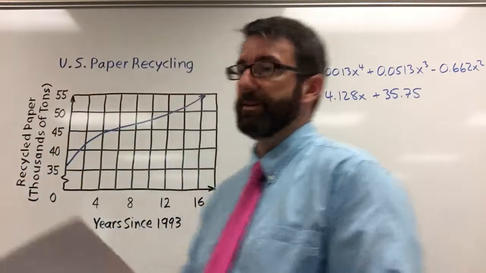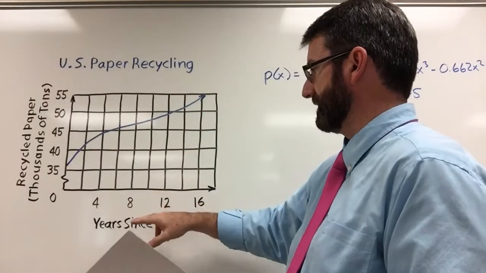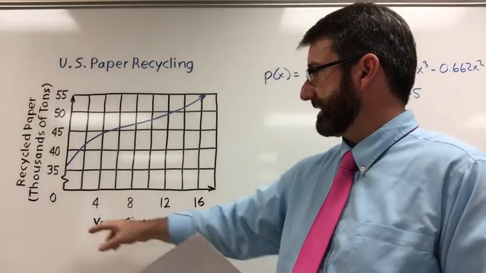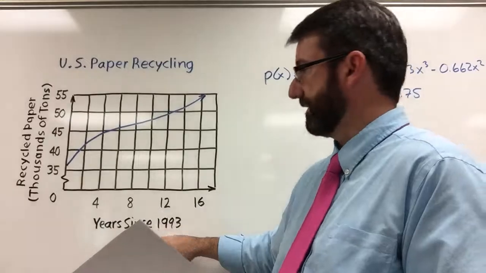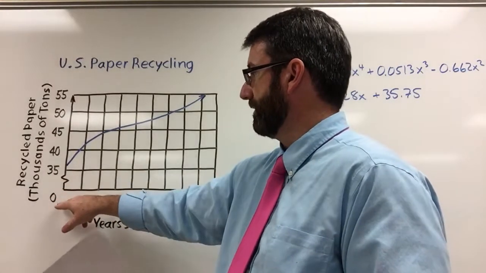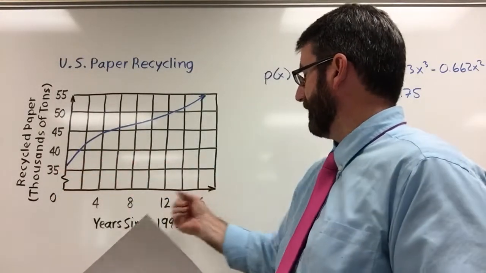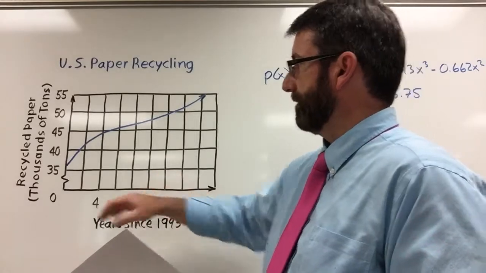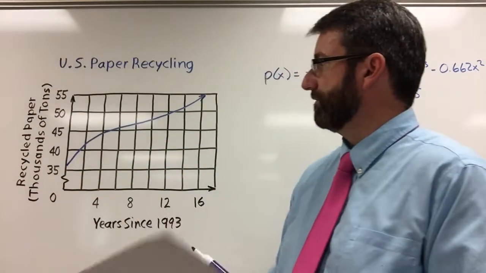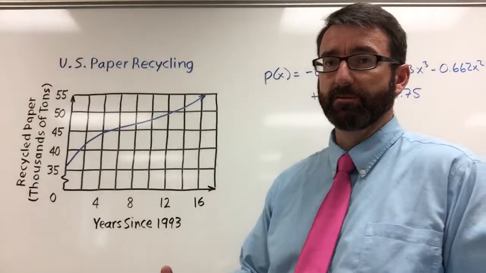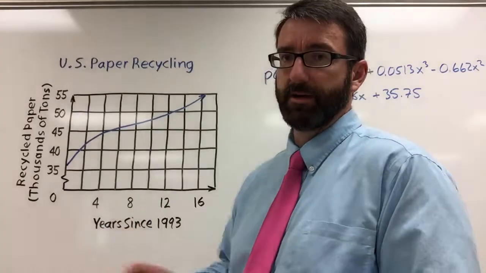So we're also given this graph of the function. And you can see on the x-axis, we've got years since 1993. We're starting here at 0, which is 1993, and going forward from there. On the y-axis, we've got the amount of recycled paper in thousands of tons.